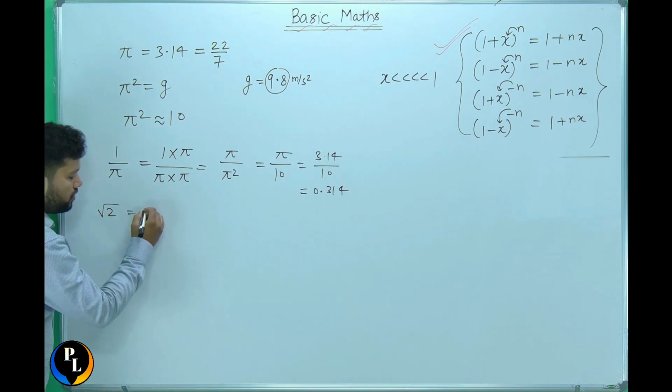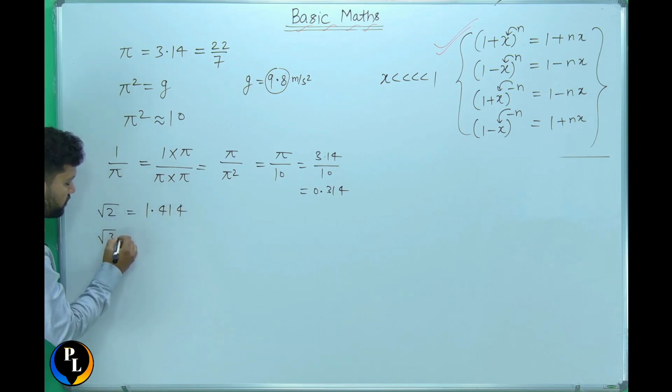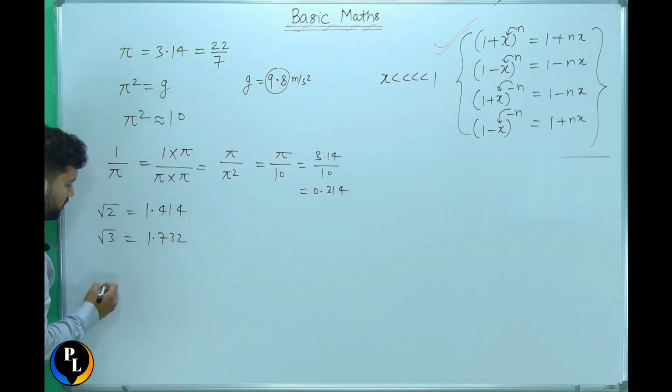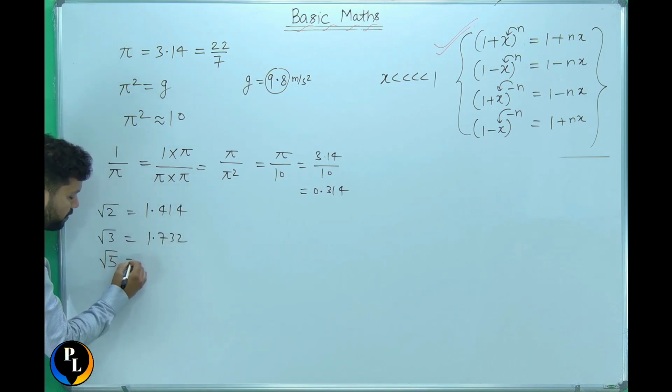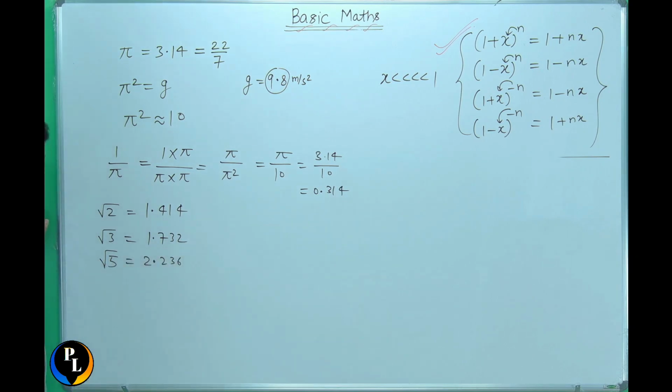Similarly, we'll remember some more values. Square root of 2 is 1.414. Square root of 3 is 1.732. Square root of 5 is 2.236. We'll remember all those things. Clear? Then only we can solve the numerical in minimum time.